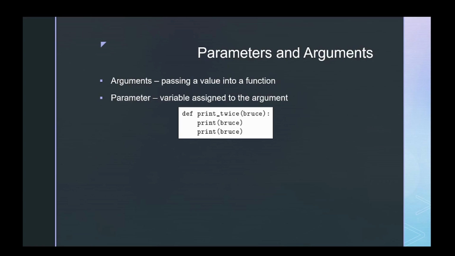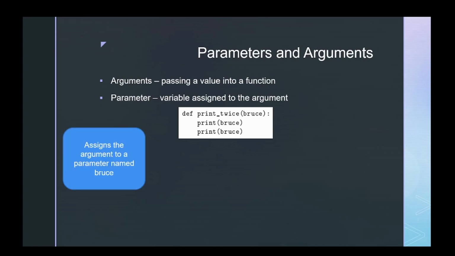Parameters and arguments are actually 2 different things, even though we do use the words interchangeably. I do want you to realize they are different. Arguments are what is passed as a value into a function, whereas the parameter is the variable assigned to that argument. Slight difference in definition. So you're going to assign the argument to a parameter. In our case here, we've got a parameter named Bruce. The value is considered the argument.